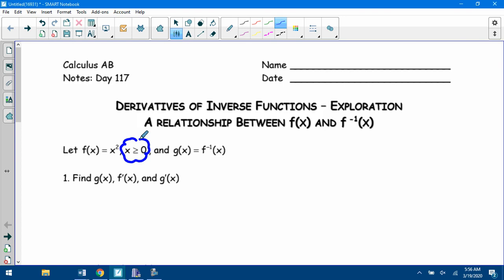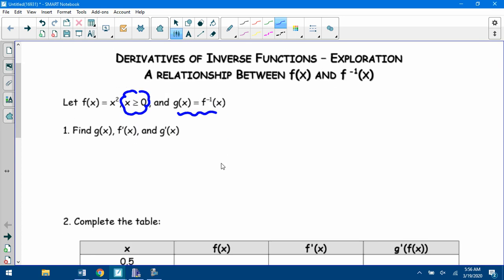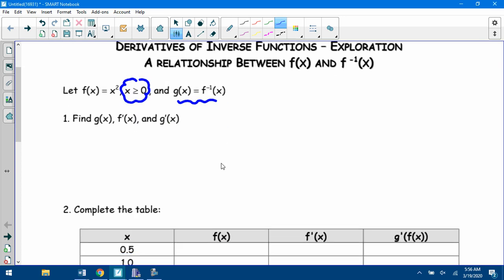And here's the important piece. I'm going to call g of x equal f inverse of x. So g of x is going to be the inverse. So first question says find g of x, f inverse of x, or f prime of x and g prime of x. Okay, so we're going to start with g of x.